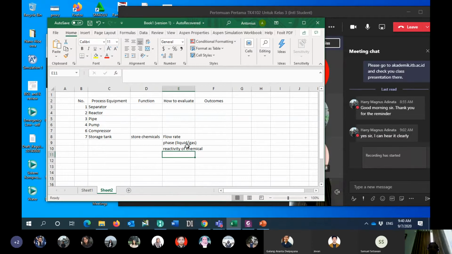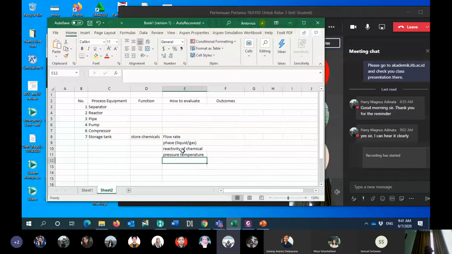Pressure and temperature. Any others? Chemical properties, sir. What kind of property do you want to highlight? Maybe if it's corrosive. Yeah, I mean that is the same as the previous, the reactivity of the chemical. Okay. Any others?